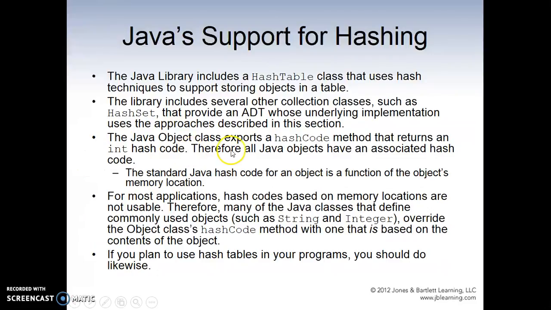The Java Object class exports a hashCode method that returns an int hash code. Therefore, all Java objects have an associated hash code. So we talk about the Object class exporting a hash code. All objects have a hash code, right? The standard Java hash code for an object is a function of the object's memory location.